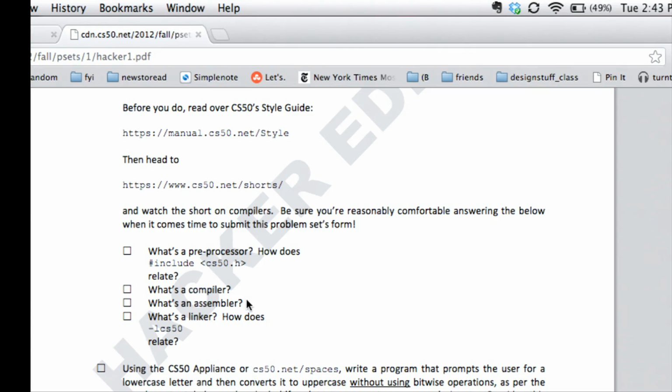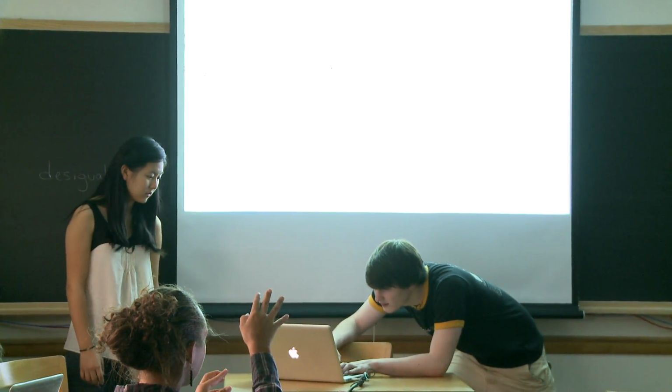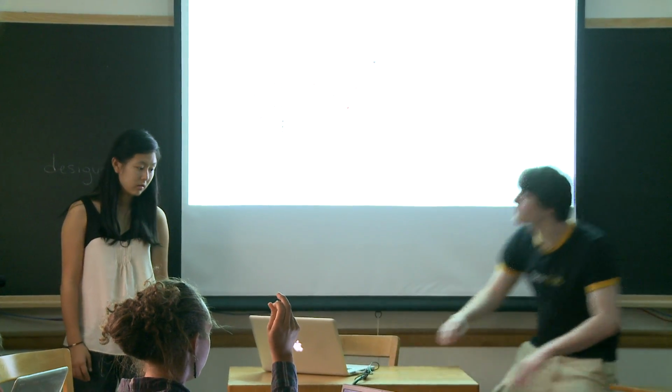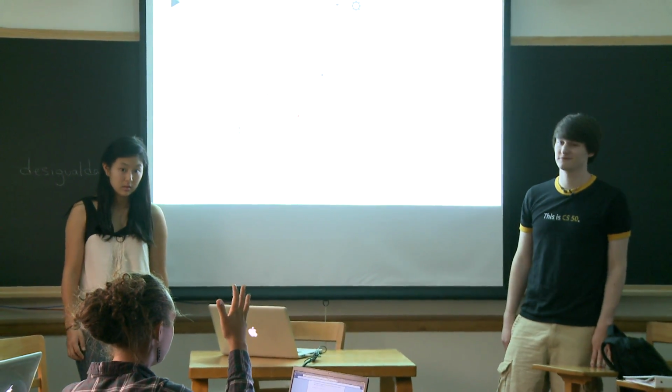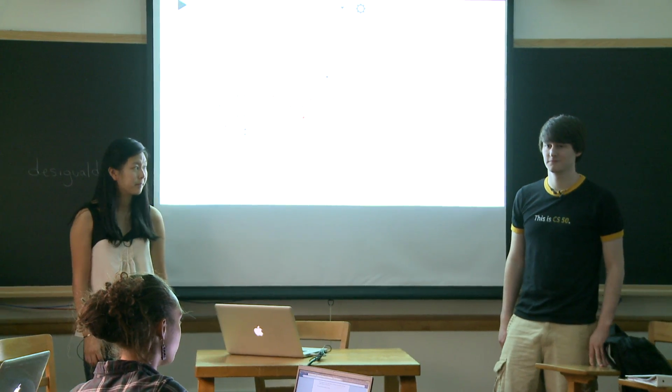So the first question, what is a preprocessor? How does #include cs50.h relate? So does anyone have an answer for that? Sure, go ahead. #include cs50.h is some pre-written code, and instead of copying and pasting it in your program, by just saying include it, the preprocessor knows that it's there and that it should add it in later or before anything else happens.